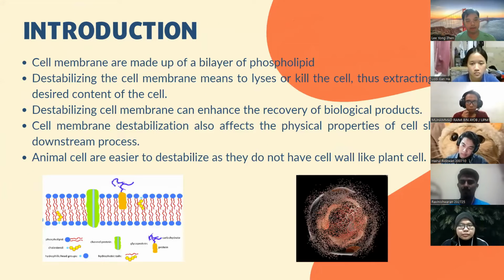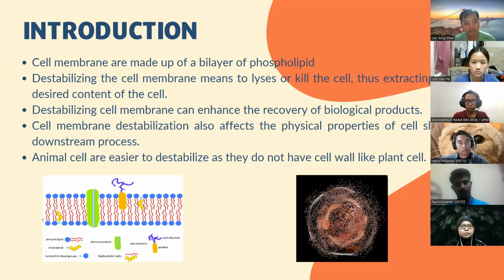Now, I would like to begin our presentation with the introduction first. So first of all, the cell membrane is made up of a bilayer of phospholipid, or phospholipid bilayer, which regulates the in and out of substances from the cell. Destabilizing the cell membrane means to lyse or kill the cell and to extract out the desired content from the cell. Although it can enhance the recovery of biological products, it also affects the physical properties of the cell and the downstream processes.